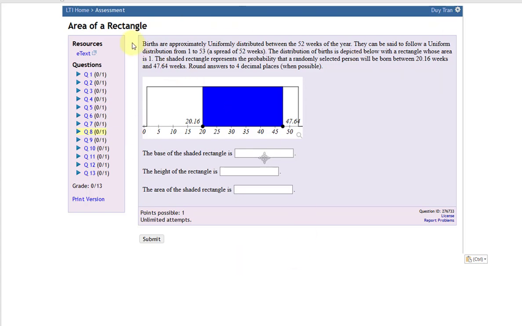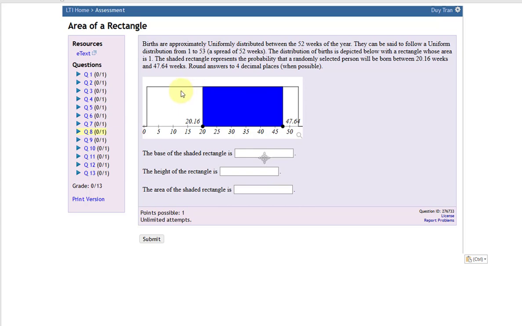In this video, I'll go over one problem for week 9 assignments of Math 96. Now, questions 8 to 13 are all one type of question: finding the base of the rectangle, the height, and also the area. They are similar from question 8 to 13, so if you can do this question, then you should be able to do the rest of the questions.